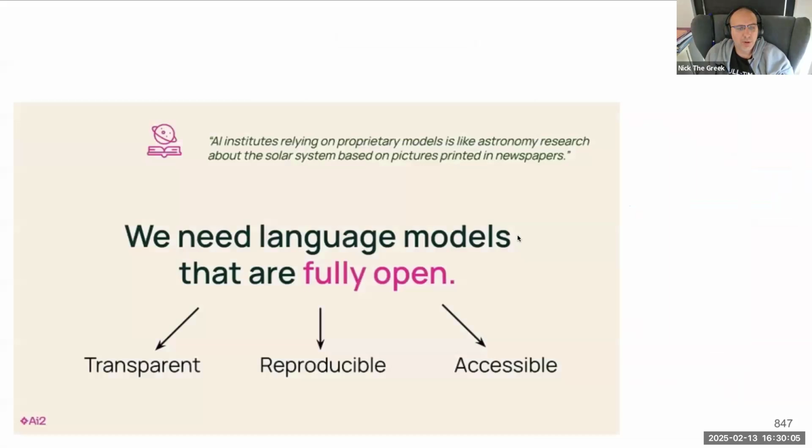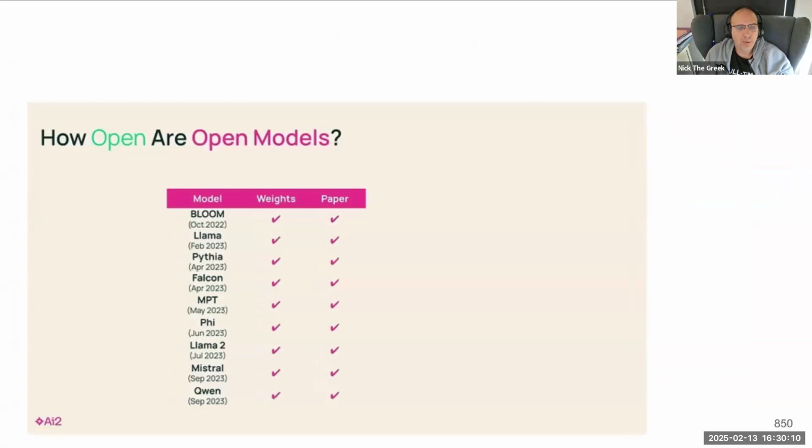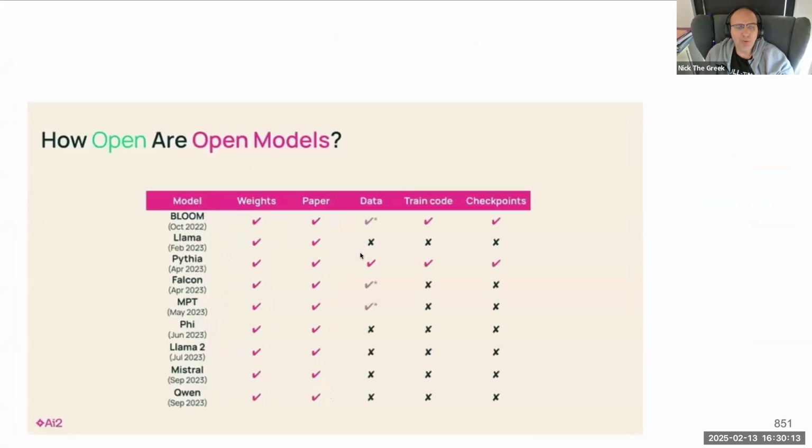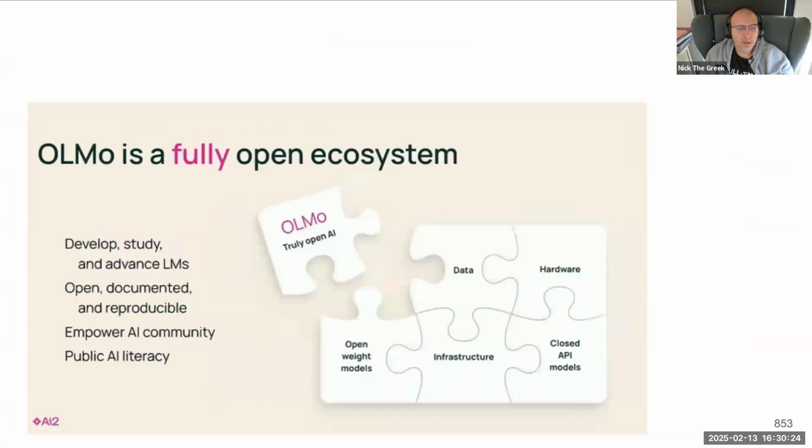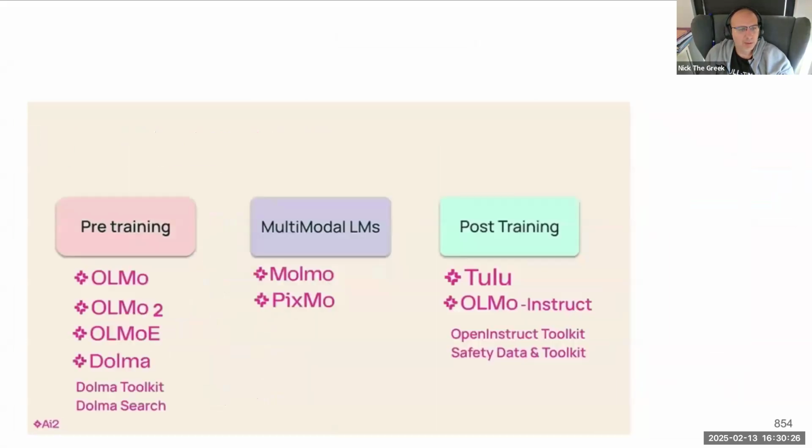And again, we saw the references. We need language models that are fully open. Here they go through what has been done so far, and probably only Bloom checks all the boxes of what is transparent and really open source. Now Olmo offers everything. It's truly open. For the stack, they give you Olmo, Olmo 2, mixture of experts of Olmo, and I think Dolma is the pre-training data set that they have created.